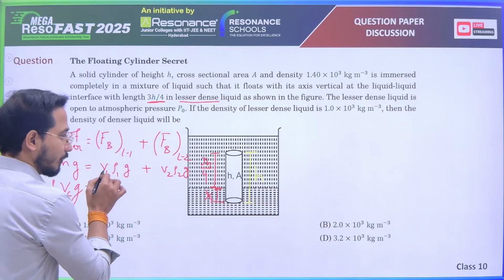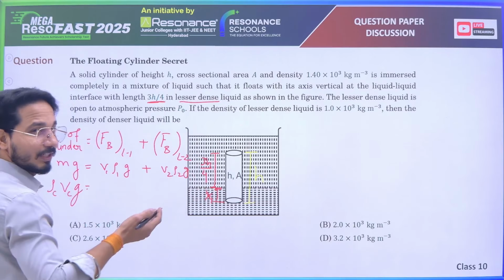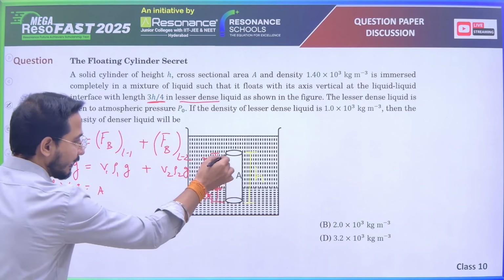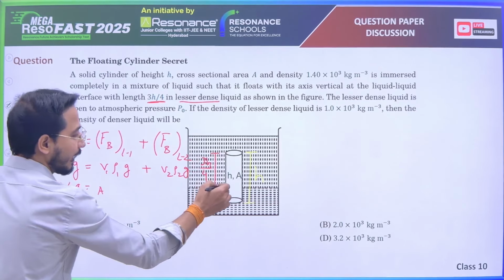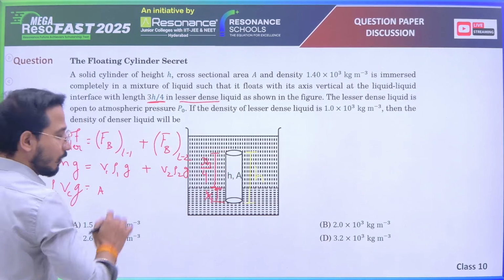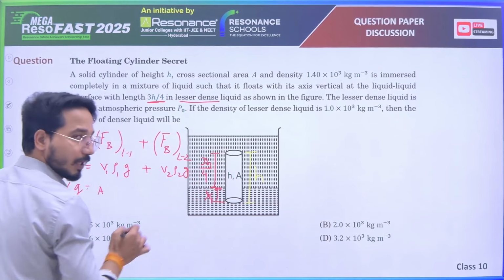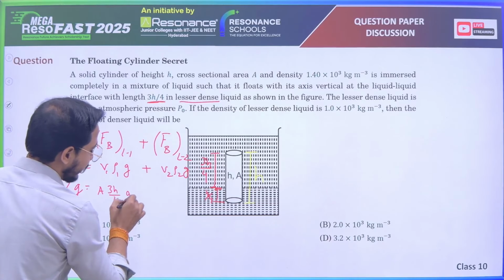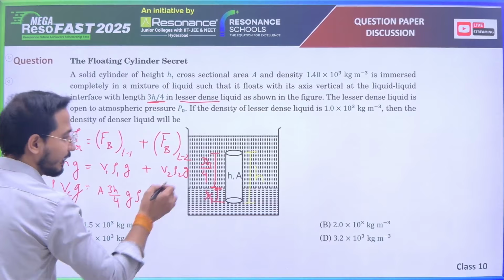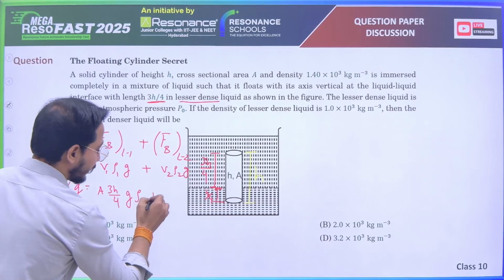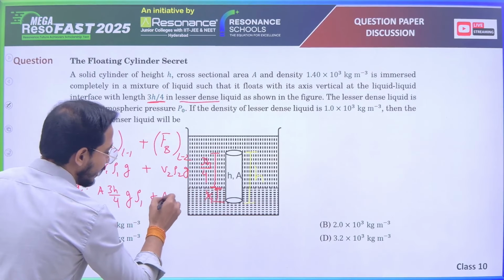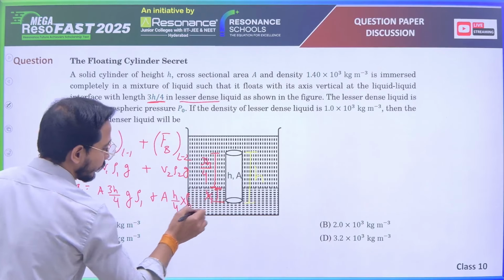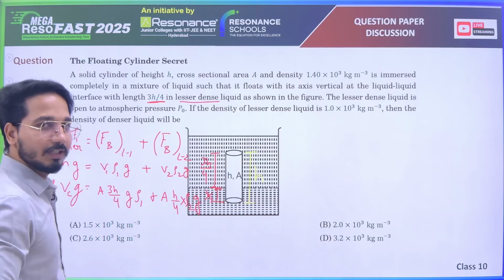So in place of volume, we can write area into height is equal to volume. That we know. So here we can write area for V1, area of the cylinder into height, the height till where the cylinder is immersed in liquid 1. So the height is 3h by 4. So it will be 3h by 4 into G into rho 1, density of liquid 1, plus V2, area into height h by 4 into density of liquid 2 into G, right?